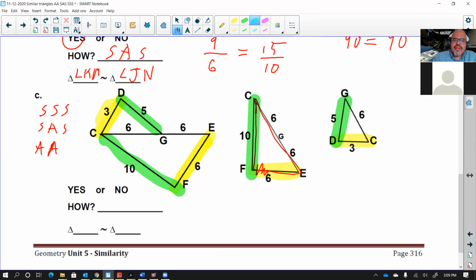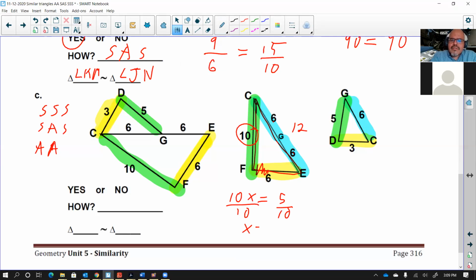because we have 6 right here and it corresponds to this 6 over here. But we can go ahead and say this side is the largest side of that triangle. So we have 12 units here, because 6 plus 6 is equal to 12. And we can go ahead and check the scale factor. What do you multiply 10 by to get 5? So x is equal to 1/2. That's the common ratio.